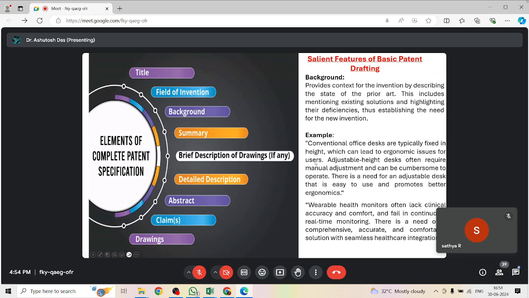So, some examples. The first one, I made this short, we can have this more expanded. Conventional office desks are typically fixed in height, which can lead to ergonomic issues. Ergonomic means physical issues for users. Adjustable height desks often require manual adjustment and can be cumbersome to operate. There is a need for an adjustable desk that is easy to use and promotes better ergonomics.